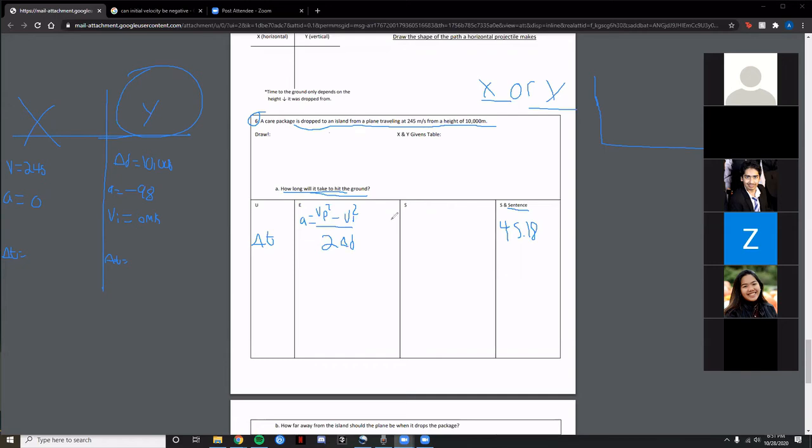So we're going to find V of F. All right. I'm not explaining my way. I'm sorry. So we're finding V of F. And with V of F, we can find delta T by using A equals V of F minus V of I over delta T.